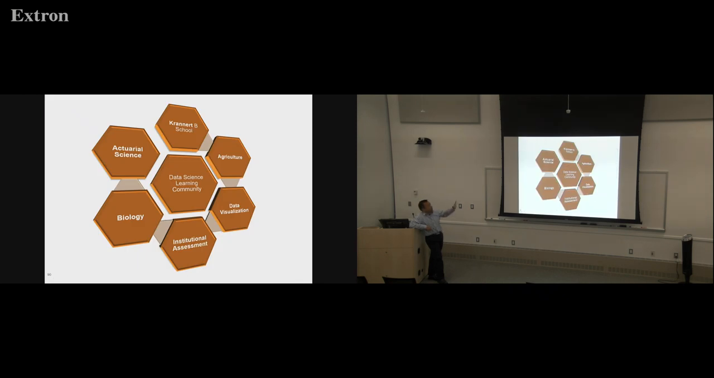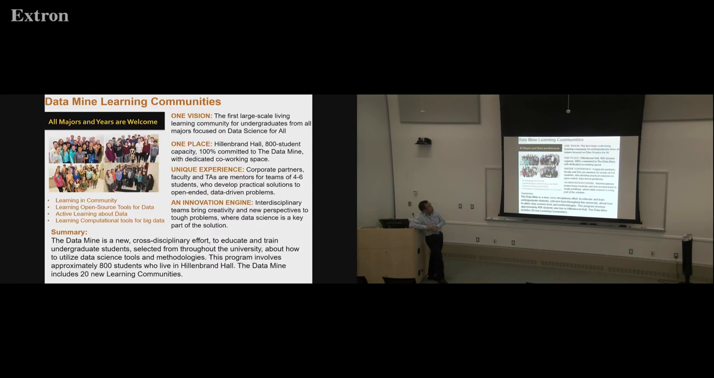So finally, I will talk about building up the data science learning community. We work with different communities: agriculture, B-school, actuarial science, biology, data visualization. So we have the data mining learning communities. What we are doing here, one vision: we have a large-scale living learning community. We basically have undergrads in one dining hall, around 800 undergrads. We put them together, eat together, learn together. I think it's like a traditional England model, right? So we try to really do that, in one place.